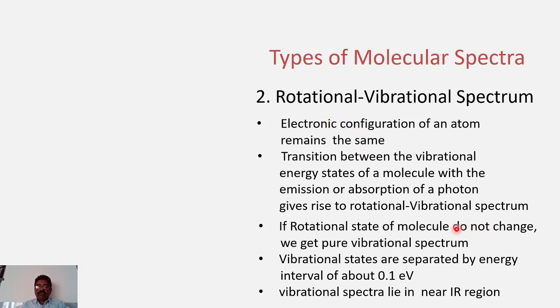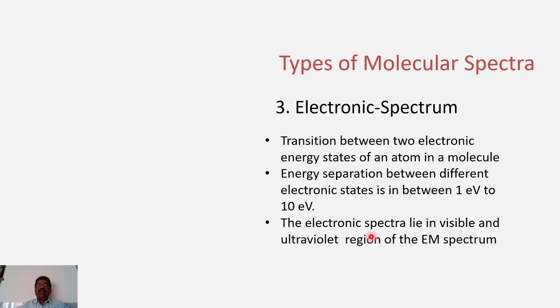Now, as we have seen earlier, the vibrational states involve larger energies as compared to the rotational energy states. So vibrational states are separated by an energy interval of the order of 0.1 electron volt, and therefore the vibrational spectra, the lines observed in the spectra of a molecule because of the transitions, will lie in the near IR region.